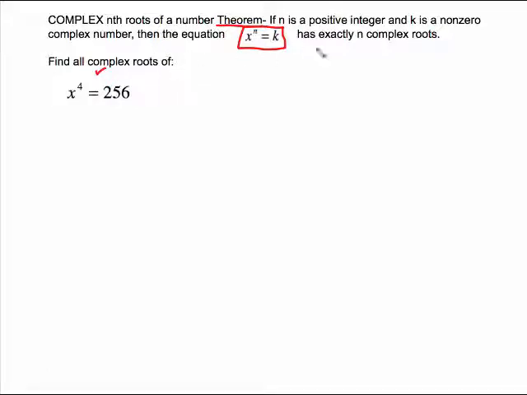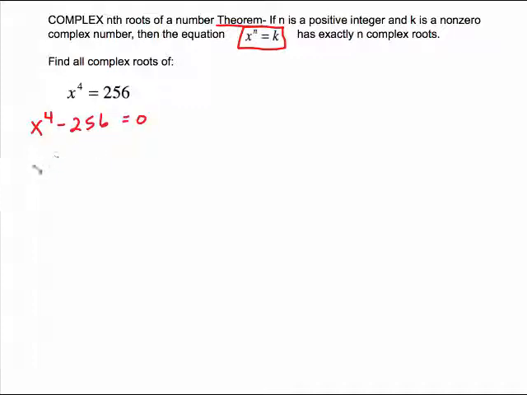Without this theorem, without knowing that there are n complex roots, you might be tempted to take this and just say, hey, let's just take the 4th root of both sides. Because, you know, if we're going to undo x to the 4th, do the opposite, which is the 4th root. Well, if you do the 4th root of 256, you're not going to find all of the solutions. So to find all of the solutions, we must do this by factoring. Subtract 256 from both sides. I have x to the 4th minus 256 equals 0.